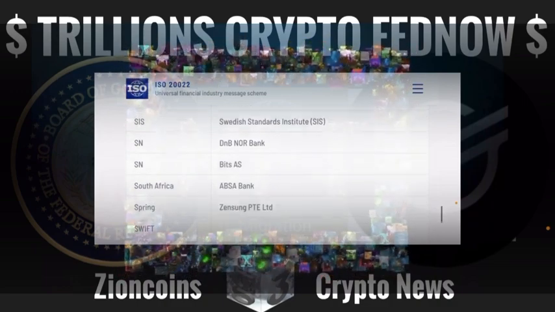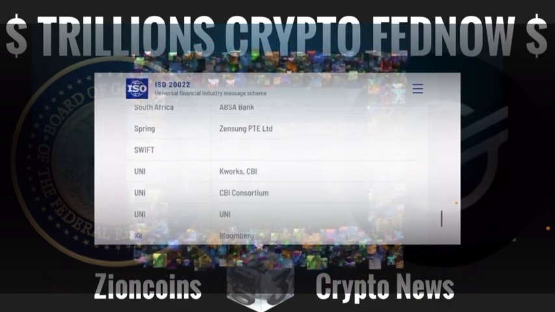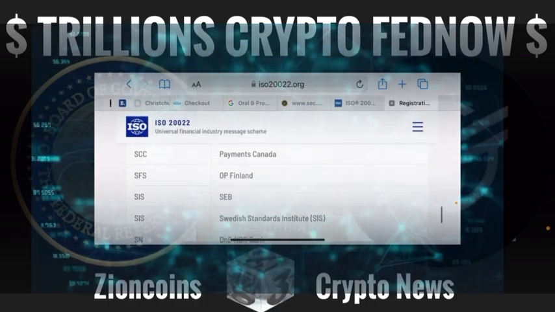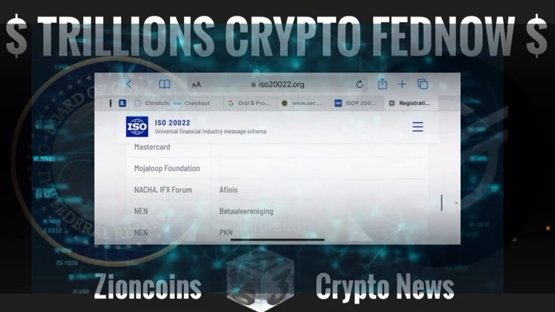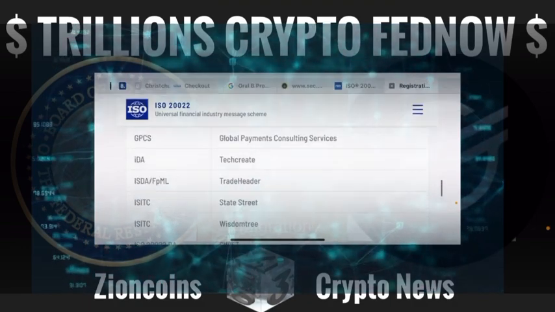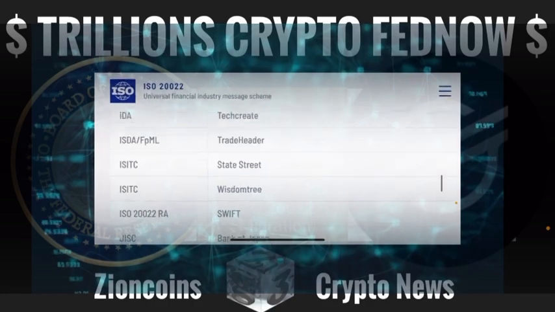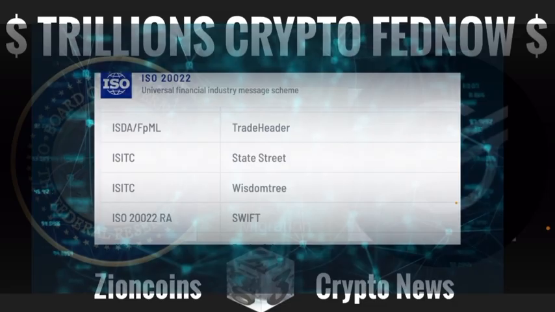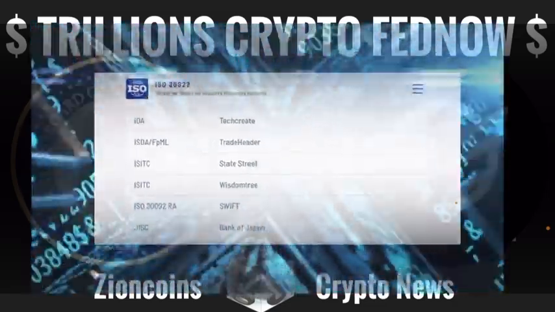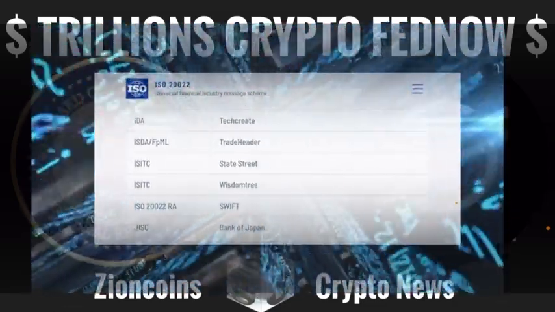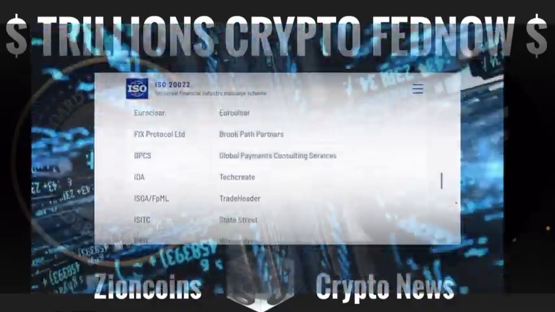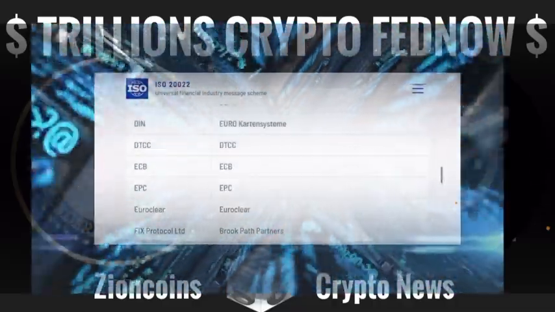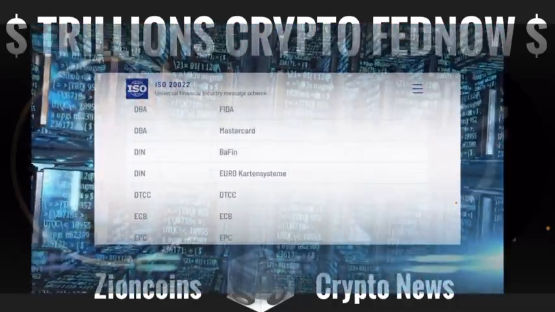But what about Stellar? No, we don't really see Stellar on this list. Swift. But who do we see on this list? Who do we miss? Let's go back. There we go, people. WisdomTree. ISITC. WisdomTree. And we also know that Franklin Templeton are on the Stellar blockchain as well. And this is clear. Nathan, back over to you.